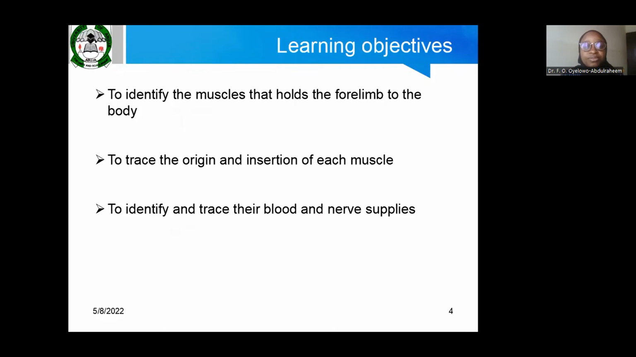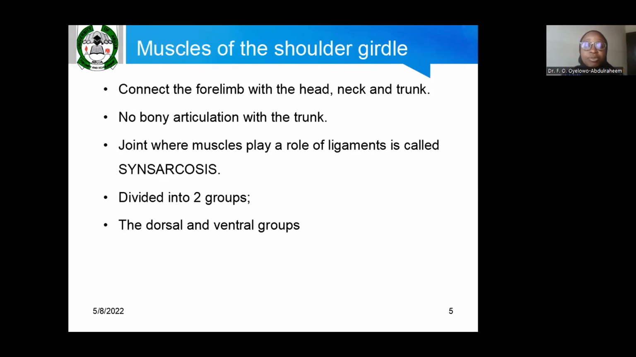The objectives of this module are: 1, to identify the muscles that hold the forelimb to the body. 2, to trace the origin and insertion of each muscle. 3, to identify and trace their blood and nerve supplies. Muscles of the shoulder girdle. These muscles connect the forelimb with the head, neck, and trunk.